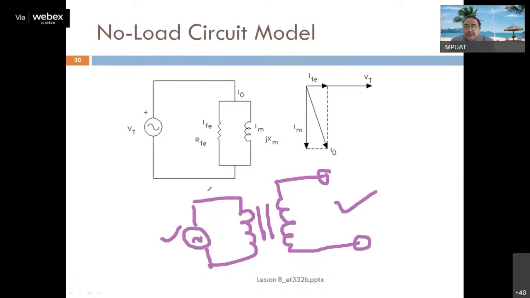Under no load condition, it will draw a current called I naught. Okay, and this current will lag the voltage. Why will it lag the voltage? Can anybody tell me why it cannot lead? Why will it lag?